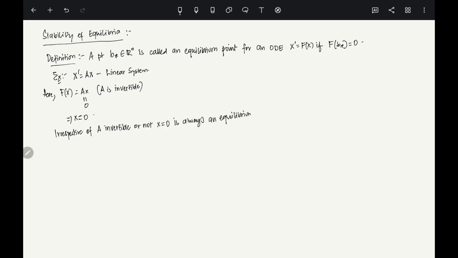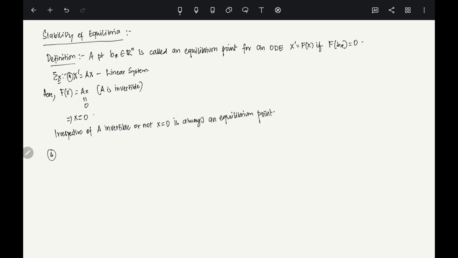If A is invertible, then this system has a unique equilibrium point. If A is not invertible, then of course 0 is an equilibrium point, but along with that, there are other points also. Now, for a non-linear system, it may happen that 0 is not an equilibrium point. There can be points other than 0. It can be 0 also. It may happen that there is no equilibrium point which is 0. So basically anything can be an equilibrium point.